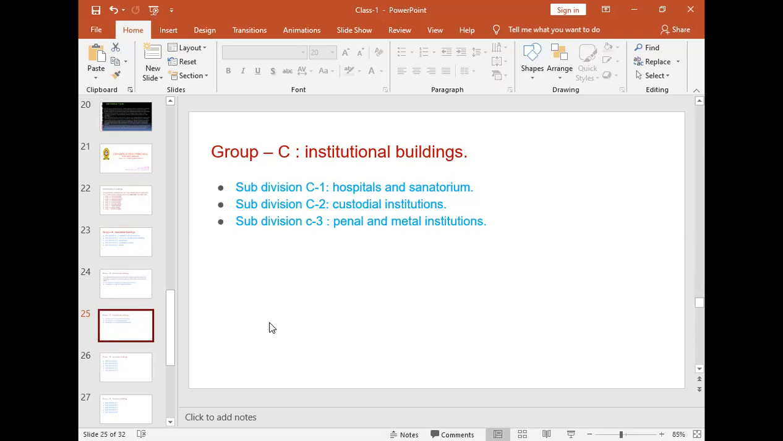This subdivision shall include any building or a group of buildings under single management which is used for housing persons suffering from physical limitations because of health or age. For example, hospitals, sanitariums, and nursing homes. And then subdivision C2.